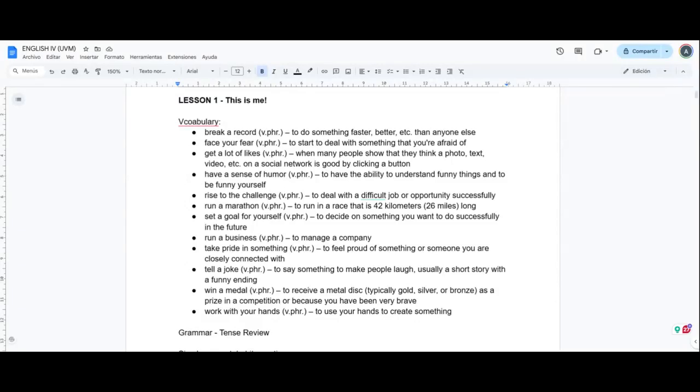And those are collocations. That means that always when you want to talk about these kinds of things or these kinds of actions or these kinds of meanings, you need to use these words together, okay? Break a record is the most common way in which we can say that we do something faster or better than anyone else. Face your fear is also the most common way to say that someone starts to deal with something that he or she is afraid of. Okay, so those phrases are collocations.